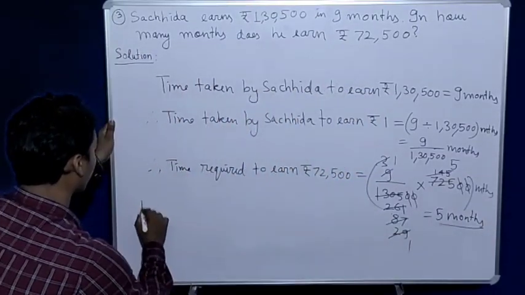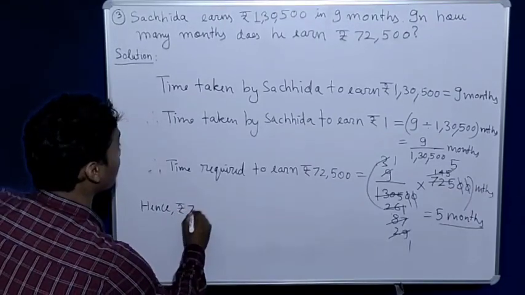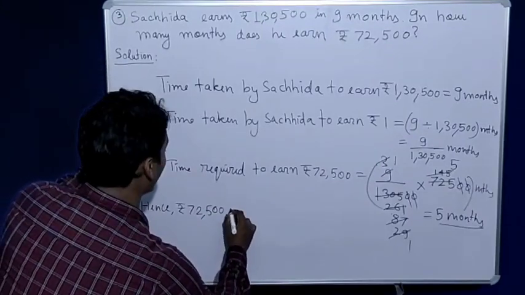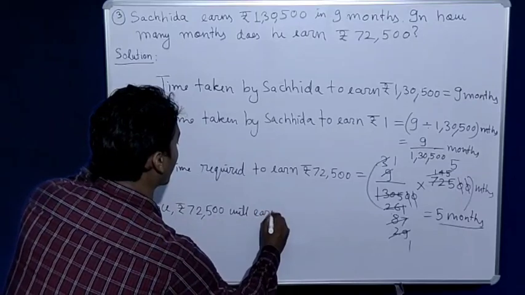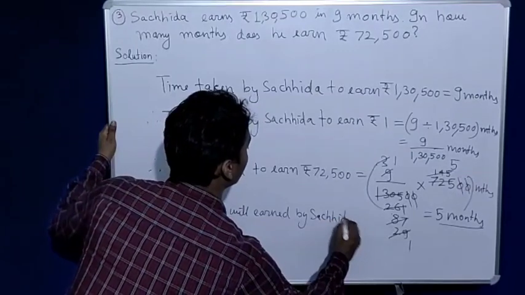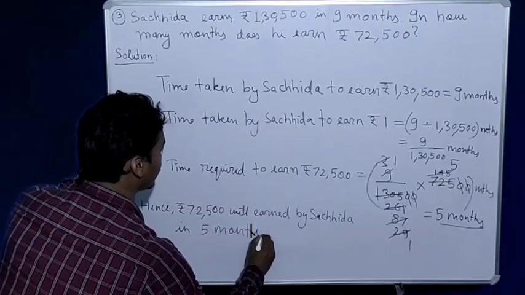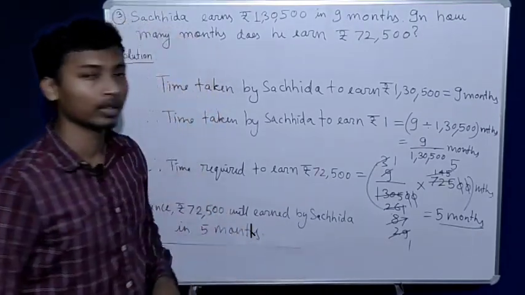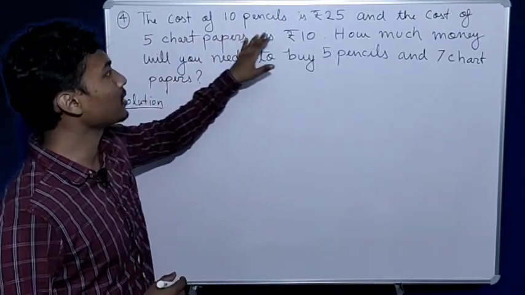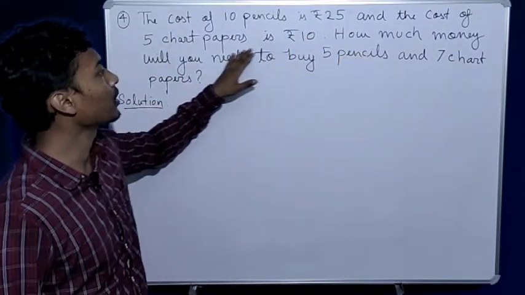So we can write, hence rupees 72,500 will be earned by Sachida in 5 months. Clear? Next question.